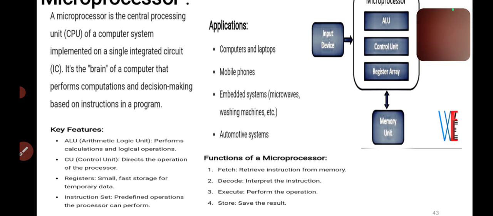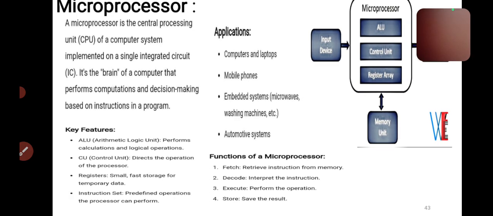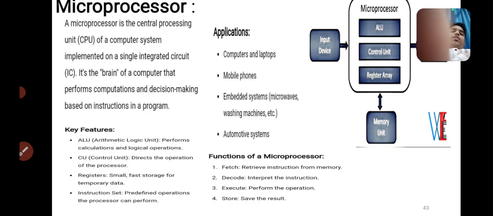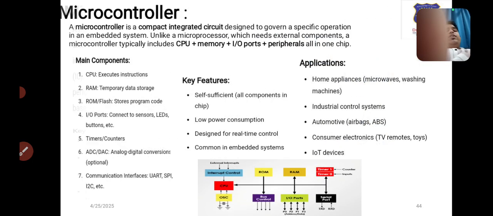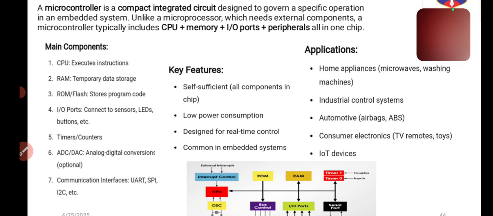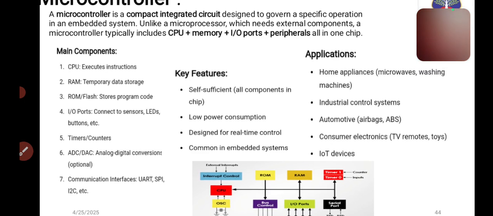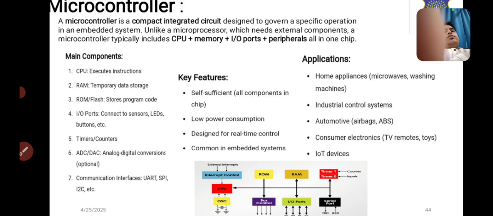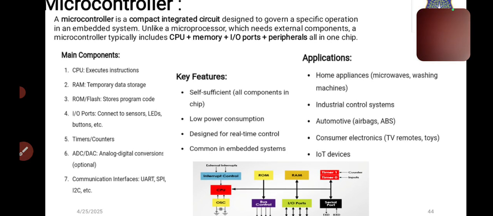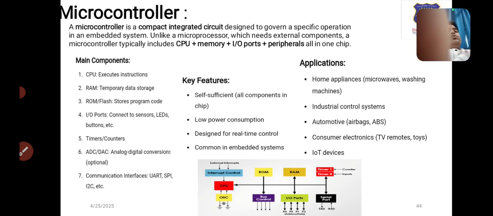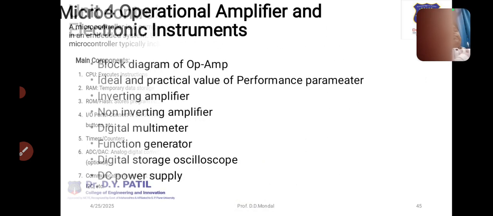The function of a microprocessor: fetch, decode, and execute and store. It has three functions, and by using these three functions the microprocessor works. The second one is a microcontroller, which has built-in ROM, RAM, timer, and serial input output. It works the same as a microprocessor, but it has its own memory, serial, and A to D converter. The application is used in home appliances, industries, automotive, and IoT.